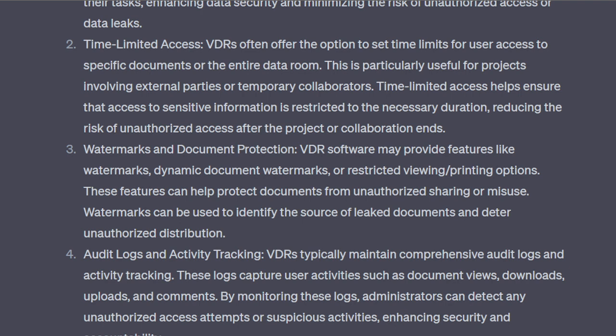Number 3. Watermark and document protection. VDR software may provide features like watermarks, dynamic document watermarks, or restricted view and printing options. This feature can help protect documents from unauthorized sharing or misuse. Watermarks can be used to identify the source of leaked documents and deter unauthorized distribution.